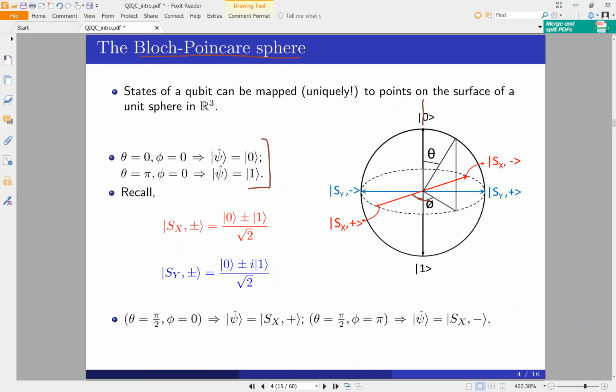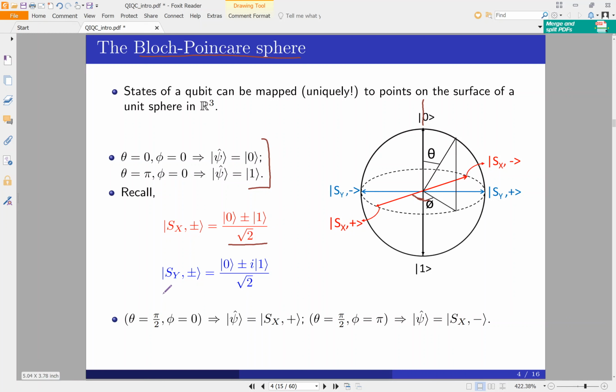The eigenstates of Sx, the plus half and minus half eigenstates, remember, are of the form 0 plus or minus 1 by root 2. So what kind of theta would give me a 1 over root 2 amplitude? Well, theta should be pi by 2. When theta is pi by 2, that brings us to the xy plane. On the xy plane, when phi is 0, I get the Sx plus state. When phi is pi, I get the Sx minus state. Because phi is 0 means 0 plus 1 by root 2, and when phi is pi, remember the relative phase is e to the i phi, so I get 0 minus 1 by root 2.